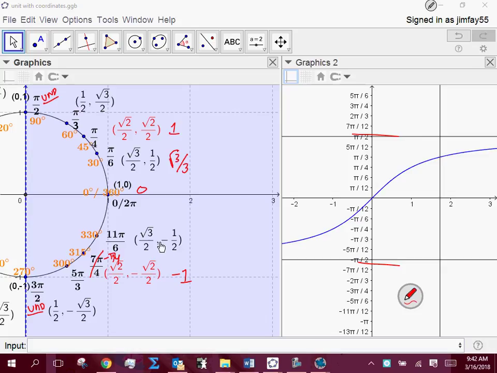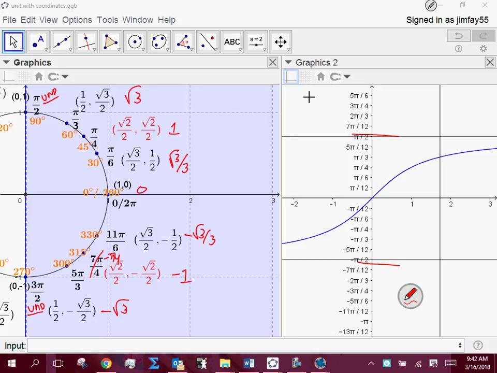What's this one going to be? Negative radical 3 over 3. Okay. This one up here, radical 3 over 2 divided by 1/2. What's going to happen with the denominators of 2? Yeah, they're going to cancel out, leaving me just radical 3. What's this one down here going to be? Negative radical 3. So there are my tangent values.